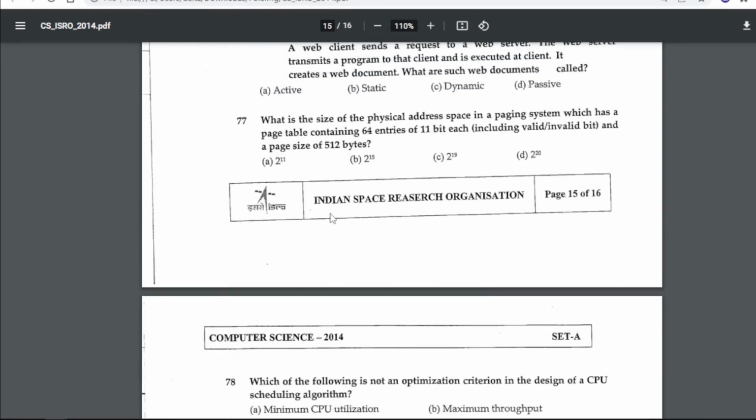Question number 77 is, what is the size of the physical address space in a paging system which has a page table containing 64 entries of 11 bits each, including valid and invalid bit, and a page size of 512 bytes. So for 77, our answer will be 2 to the power 19, right? Because size of physical address will be paging bits plus offset bits. So this way you will get the answer.